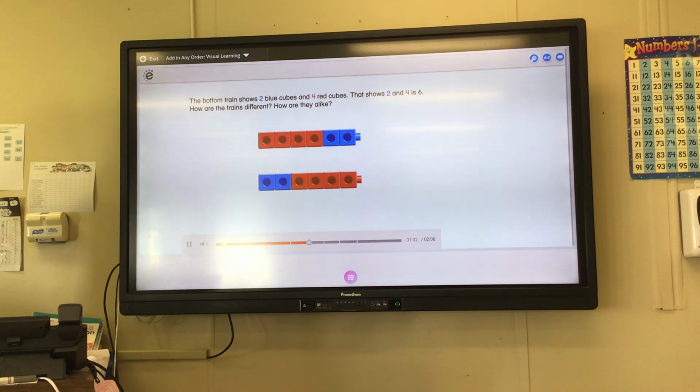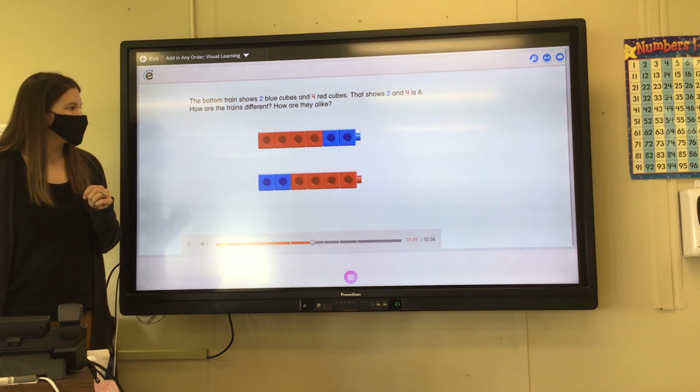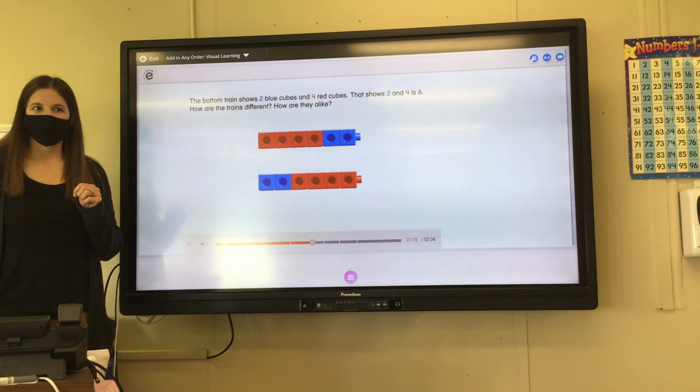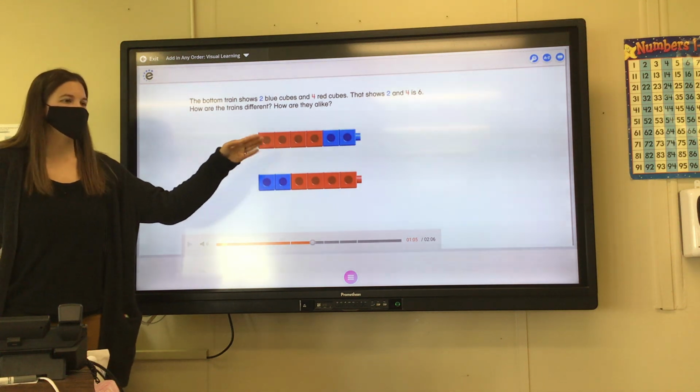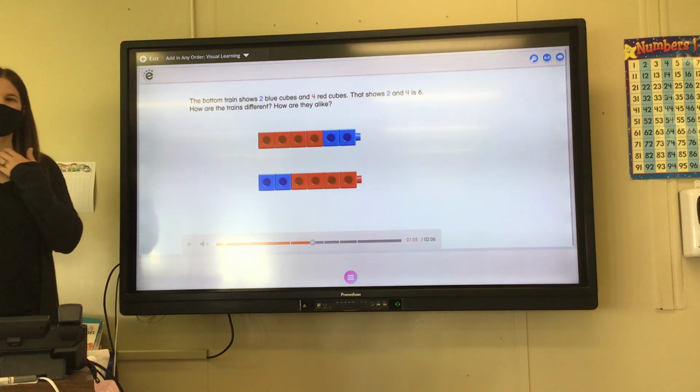How are the trains different? How are they alike? All right, so how are they different? You can raise your hand and tell me how they're different. Jax? One blue is on this side and one blue is on the left side. The way they put the colors in order is different. Okay, how are they alike?